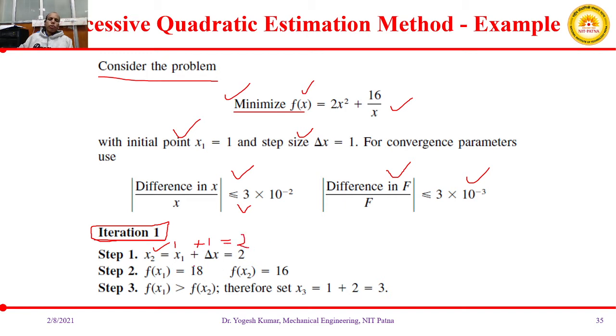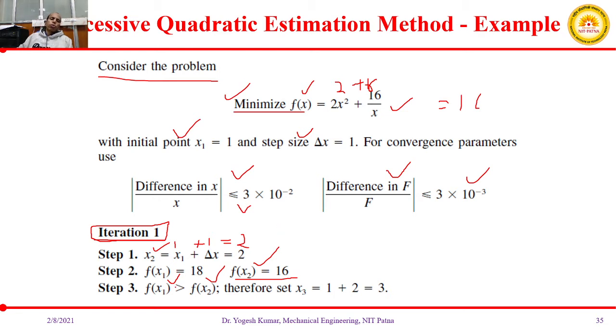2. Now we are supposed to calculate the values of the function at x1 and x2. For the value of the function at x1, you can put x equal to 1. So this is only 2 plus 16, which will be equal to 18. Similarly, we can calculate the value at x2. What will be f(x2)? This will be 2 into 2 squared, so 2 into 4 is 8, plus 8 equal to 16. So this way f(x2) is equal to 16.